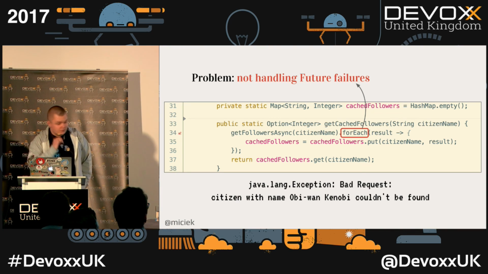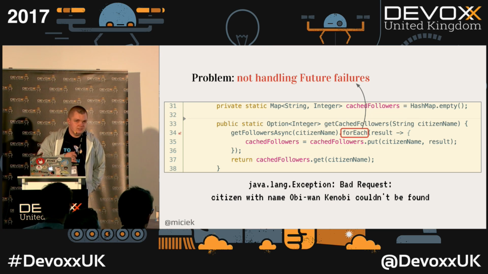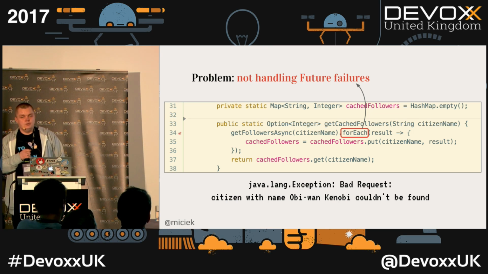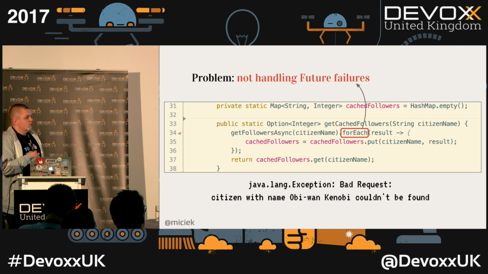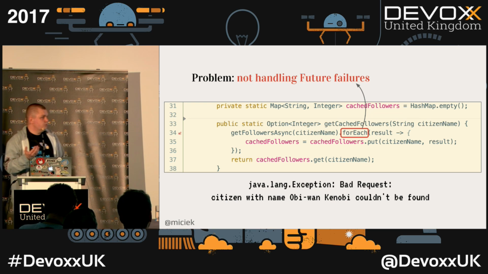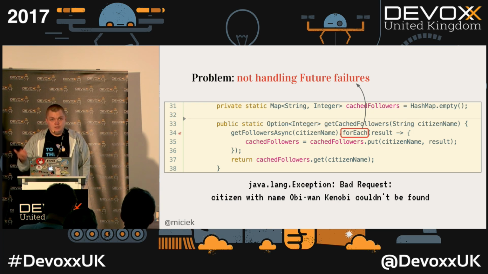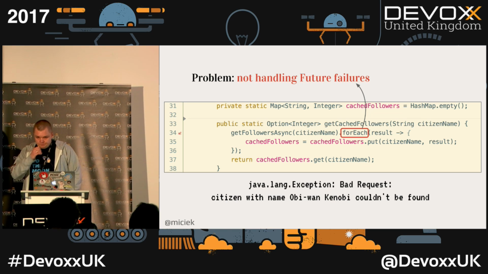Now, we didn't cover the failure case for the future. For each, as I said before, only executes the lambda we provide when the future ends up being successfully completed. So whenever there is a failure in one of those futures, we just don't do anything. We don't update the cache. That's why it is always loading.